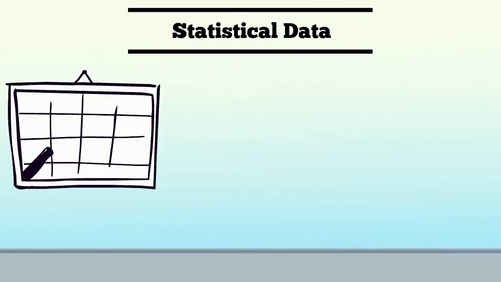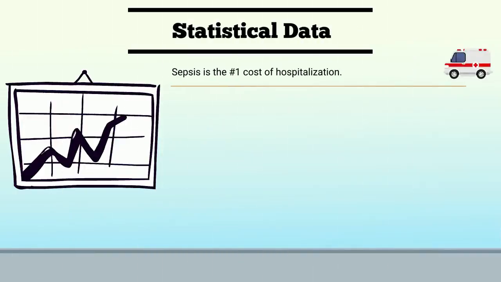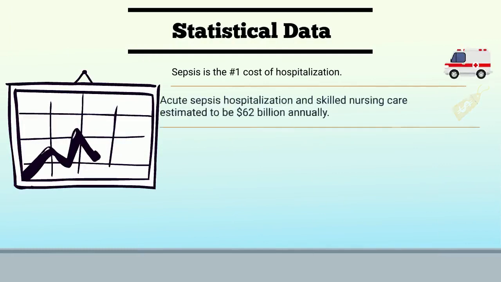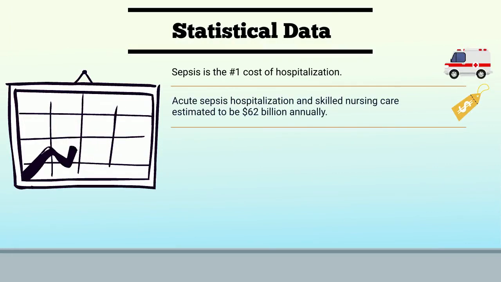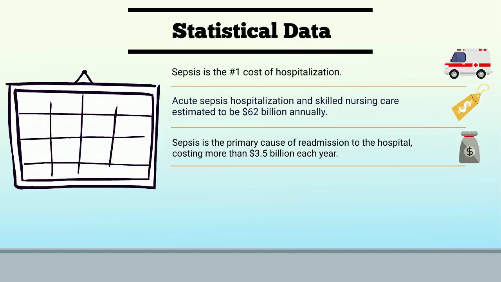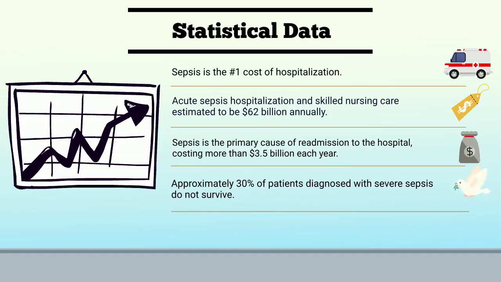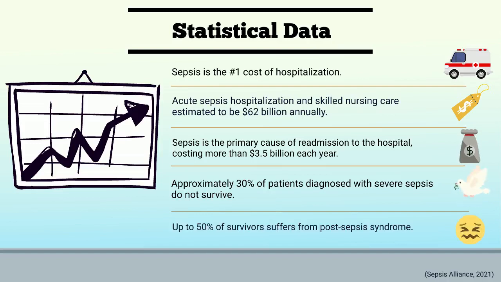According to statistics, sepsis is the #1 cause of hospitalization. We spend about $62 billion each year for acute sepsis hospitalization and skilled nursing care, and an additional $3.5 billion on sepsis readmission. Approximately 30% of patients diagnosed with severe sepsis do not survive, and up to 50% of sepsis survivors suffer from post-sepsis syndrome.